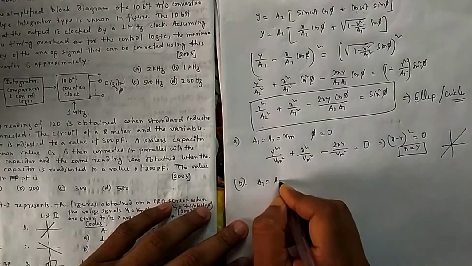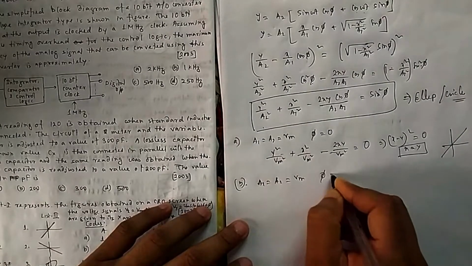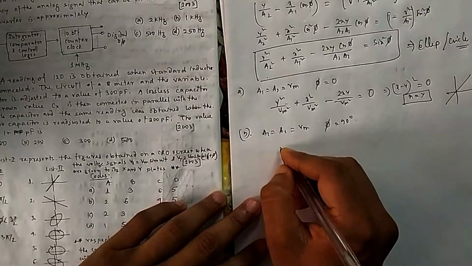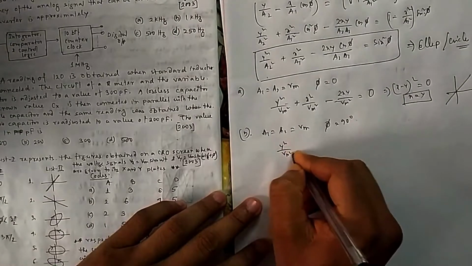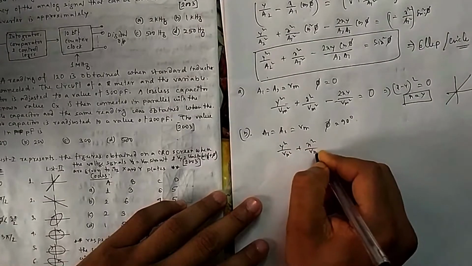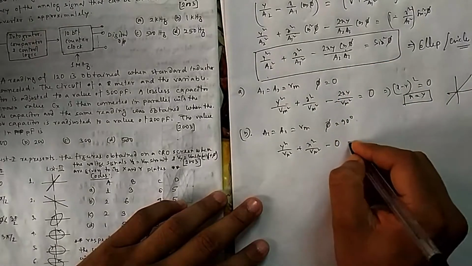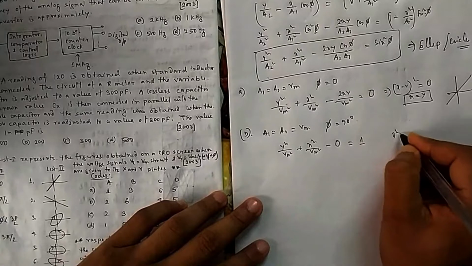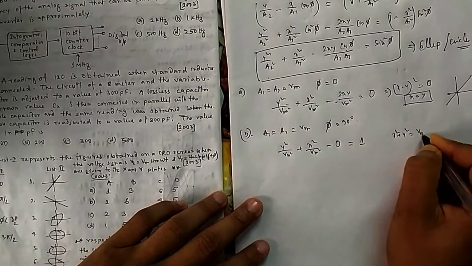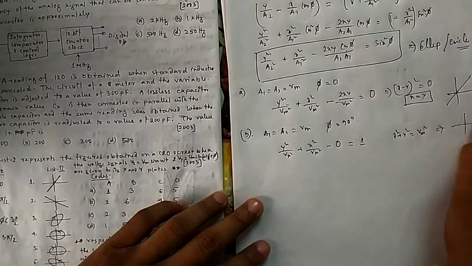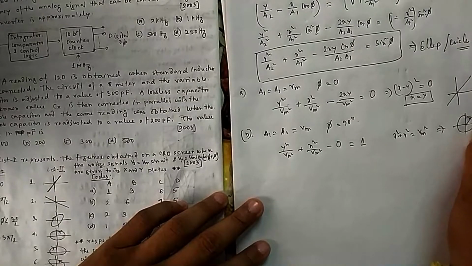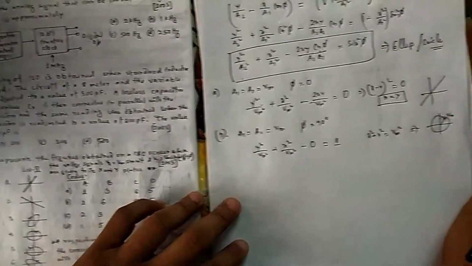For the second case, phi is equal to 90 degrees. If you put it in, it will be y square by Vm square plus x square by Vm square. Then you can see cos 90 is 0, so this will be 0, and sin 90 is 1. That means you are getting x square plus y square equal to Vm square. What is the equation of this one? It is a circle of radius Vm. So you can now know the radius of this circle also, that is equal to Vm.